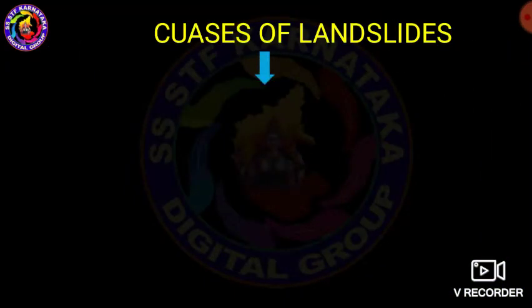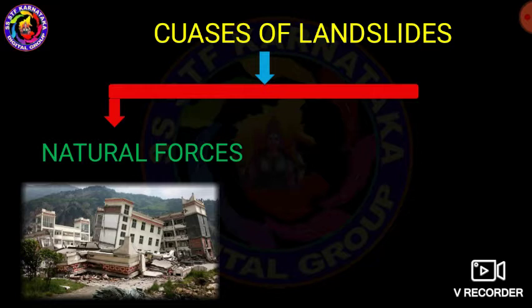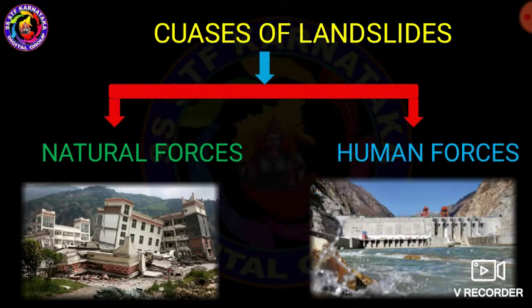What are the causes of landslides? My dear students, in landslides there are two kinds of causes: one is natural force, and the second is human force. On one side natural force, on the other side human force. Both natural and human forces cause landslides. Shall we discuss one by one? One is natural force.